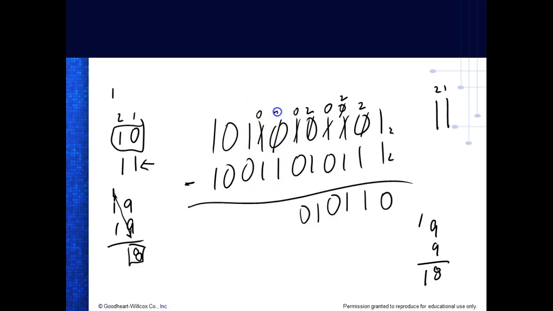Borrow what? A 2. Okay. Have to borrow this. I mark this out. Make this a 0. Make this a what? A 2. 0, 0, 0. And there's our answer. If we converted these to decimal, I guarantee you this would be the right answer.